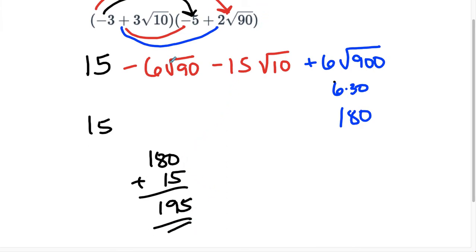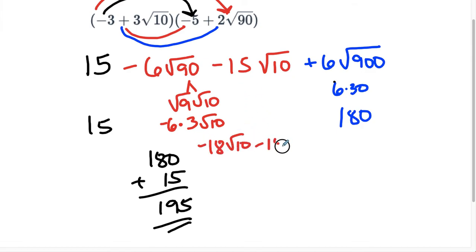Now these we don't know yet if they're going to combine because we still have to take the square root of 90 and reduce it to the square root of 9 times the square root of 10. And the square root of 9 is 3 radical 10. So right now we're dealing with negative 6 times 3 radical 10, which is negative 18 radical 10. And then you have this minus 15 radical 10.